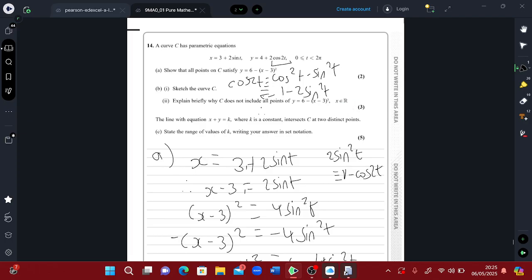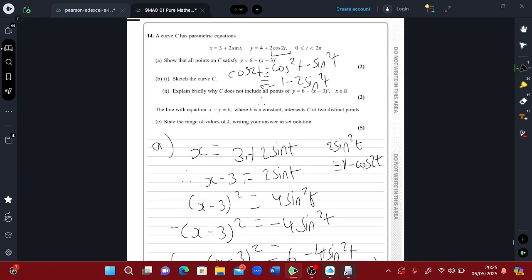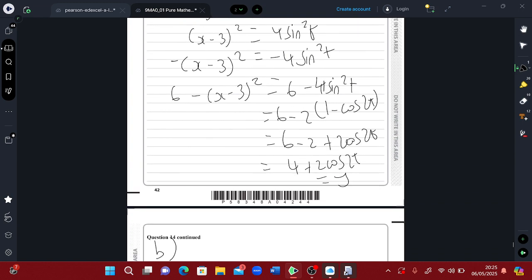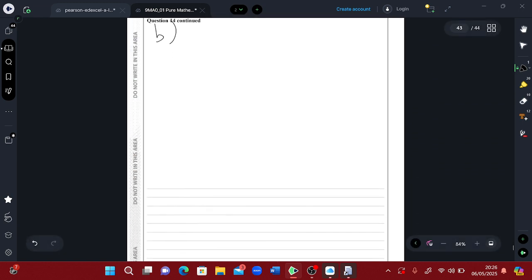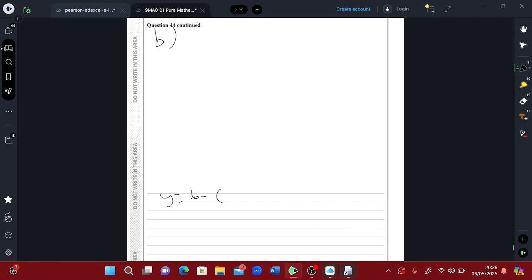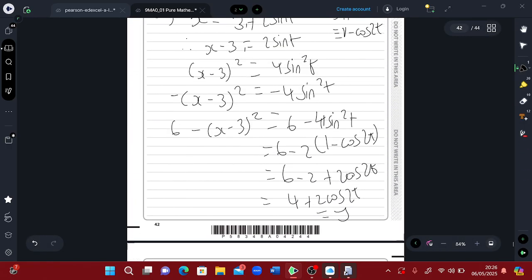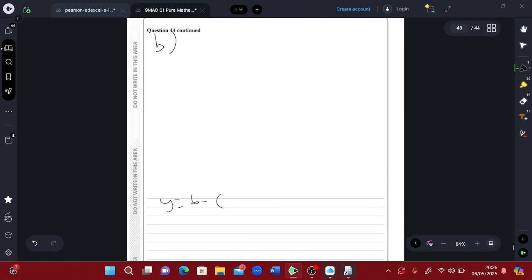But sketch the curve C. Now they're giving you part A for a reason. Notice that this is the quadratic, and also notice it's in complete square form as well. So actually, you can use some information for that when you're sketching a function. So what is it? Y is 6 minus x minus 3 squared.